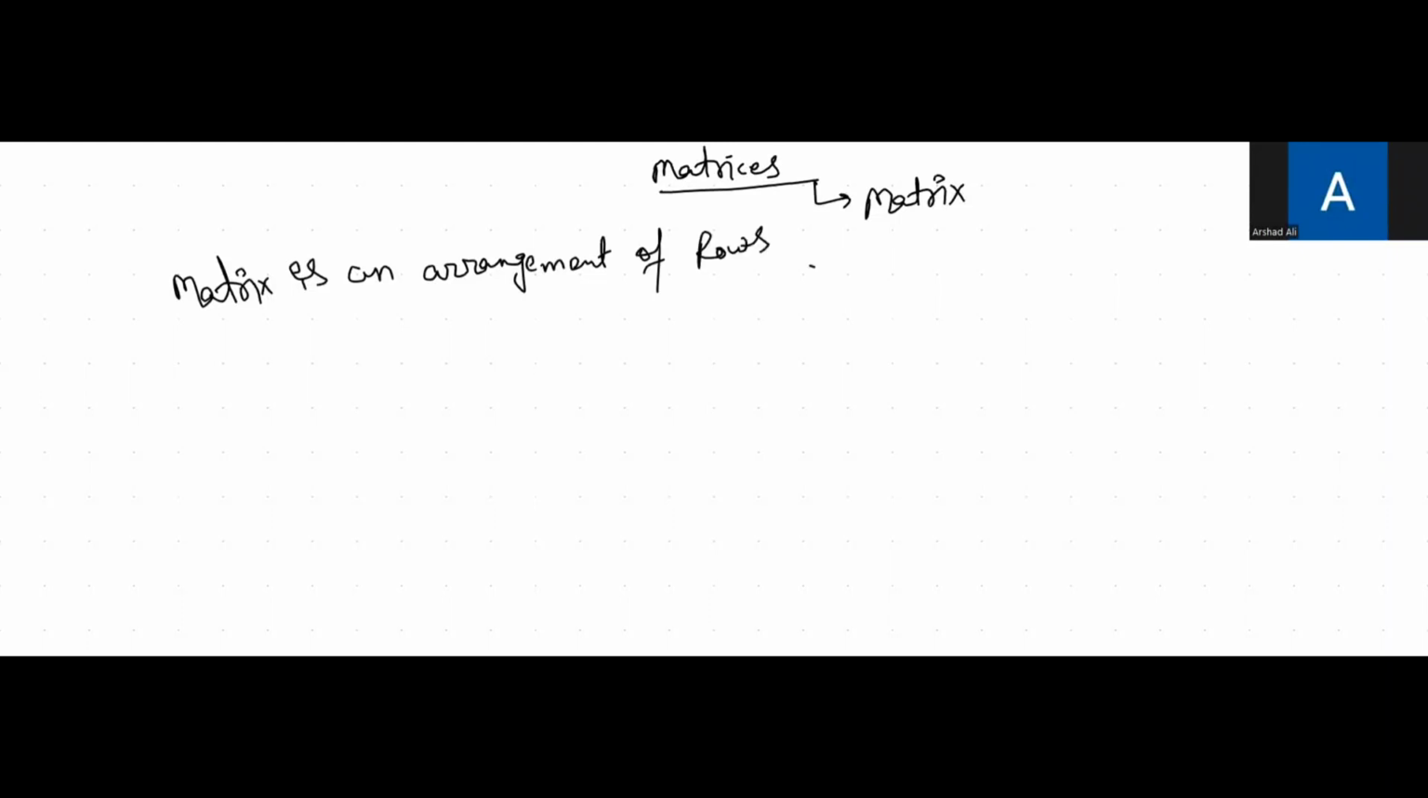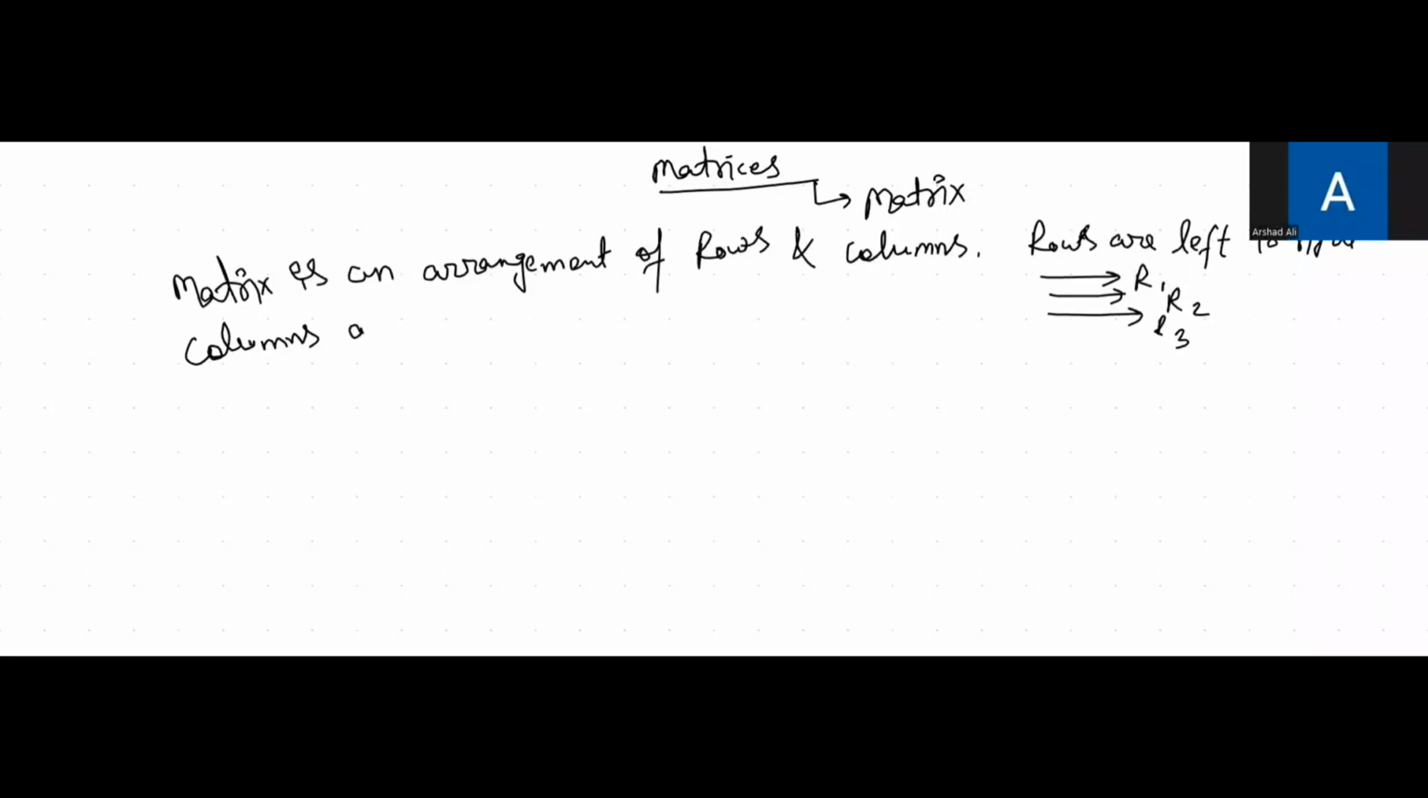Rows are left to right, like first row, second row, third row. And columns are top to bottom, like C1, C2, C3.